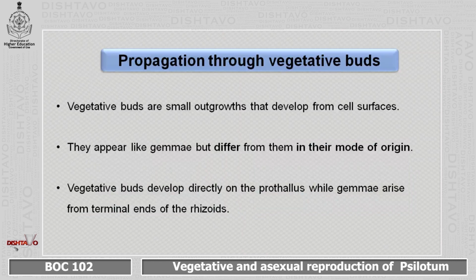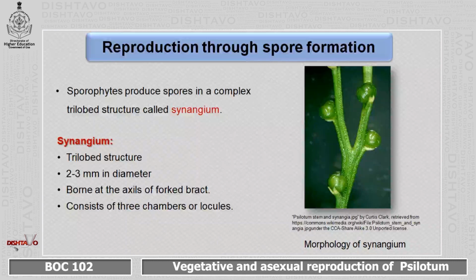Next, after gamete formation, the next type of vegetative propagation is through production of vegetative buds. Vegetative buds are small outgrowths that develop from the cell surfaces just like the gamete. However, they differ from the gamete in their mode of origin. Vegetative buds develop directly on the prothallus of the gametophyte, while the gamete arise from the terminal ends of the rhizoid. Next, let us look at how Xyloterm reproduces through spore formation.